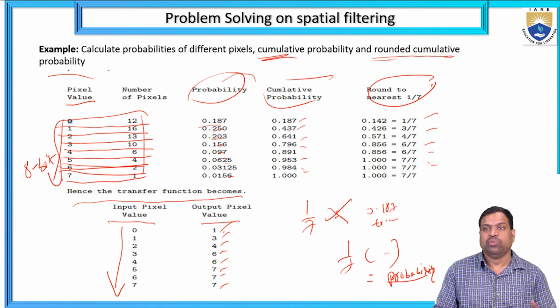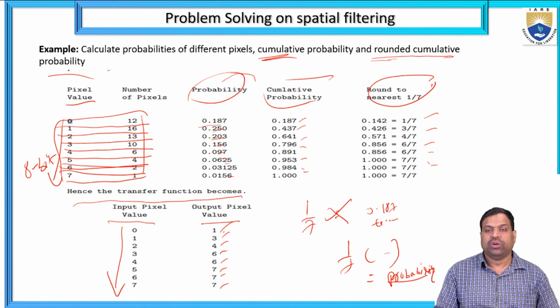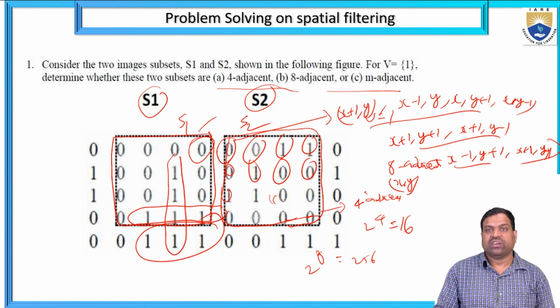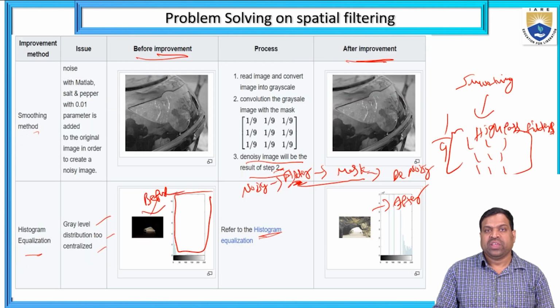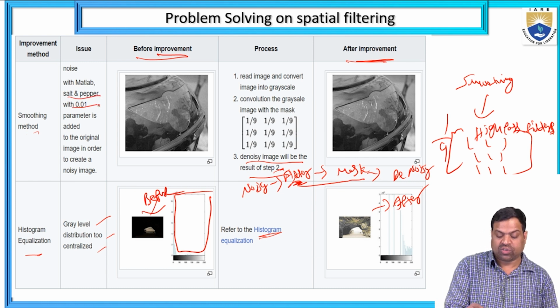The given values are cumulative probability and rounded cumulative probability values. Here S1, S2 are the image subsets. So we have to find the 4 adjacency, 8 adjacency and M adjacency. Here, if I am using the smoothing technique, what is the noise? The noise is salt and pepper noise.